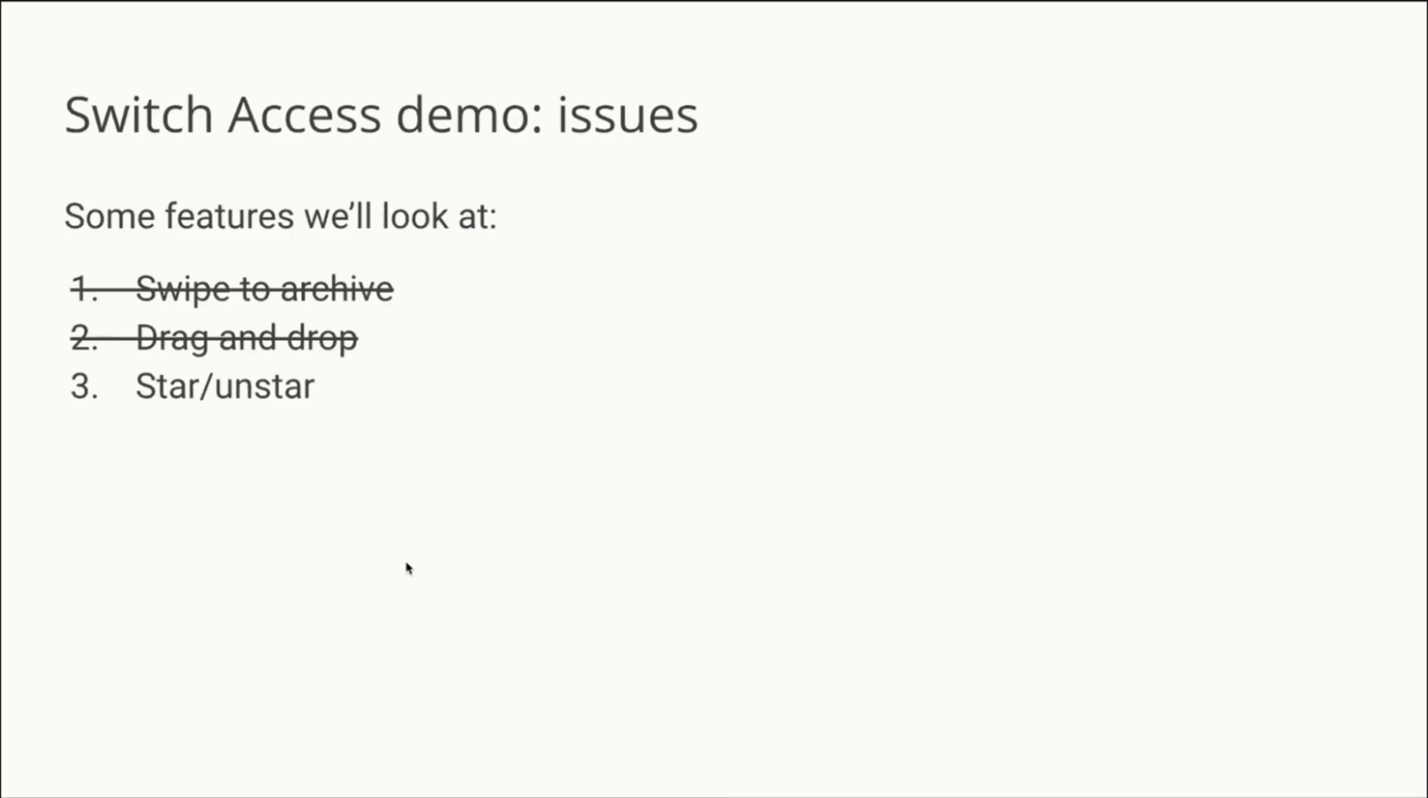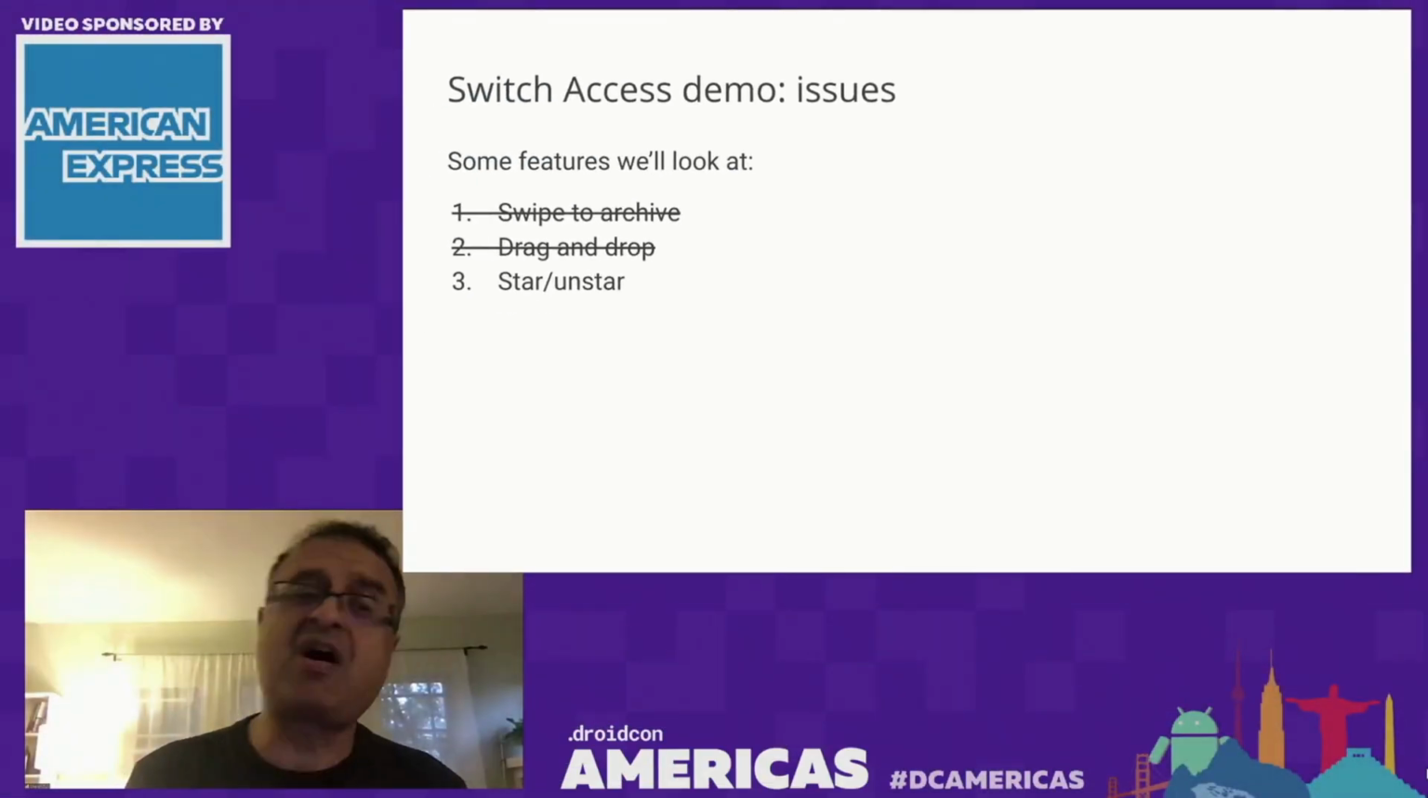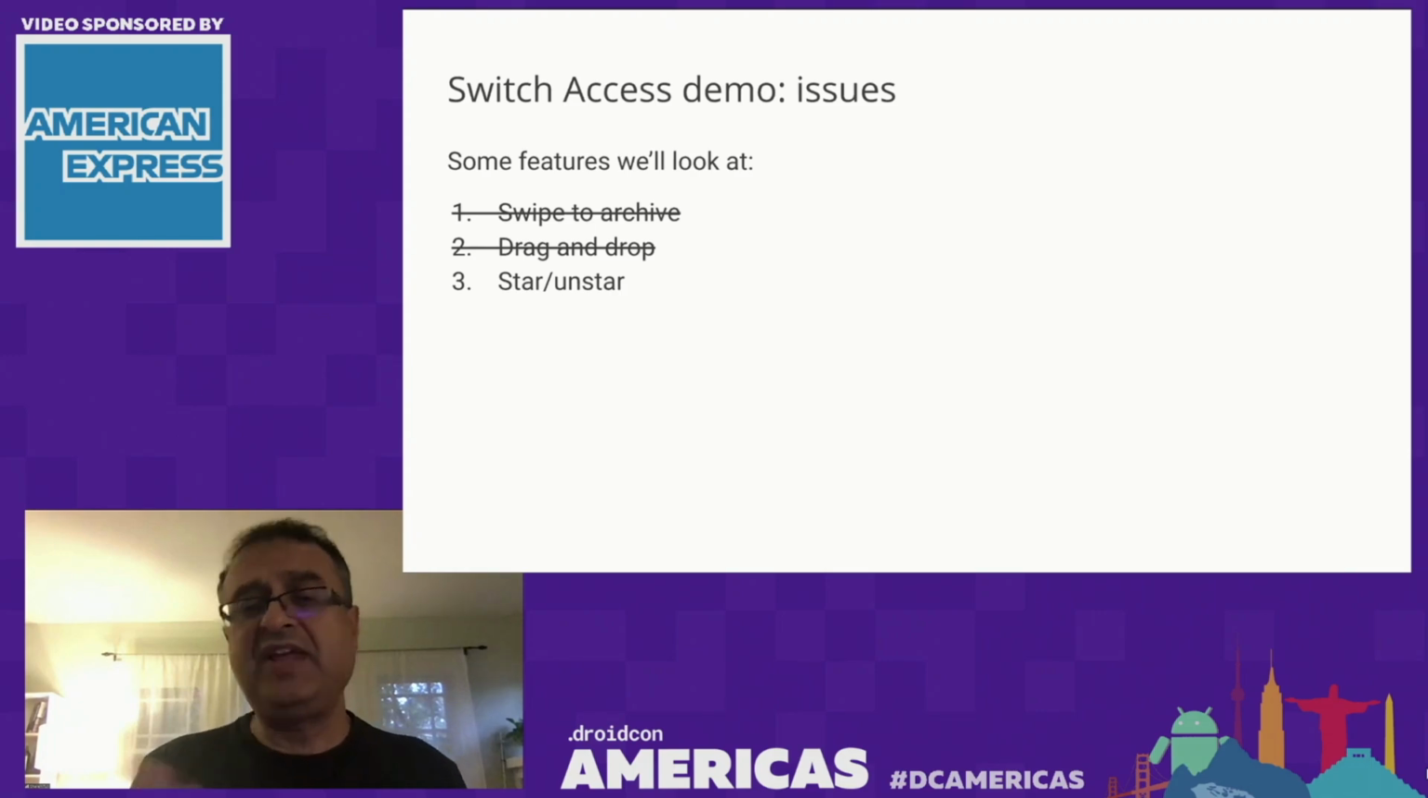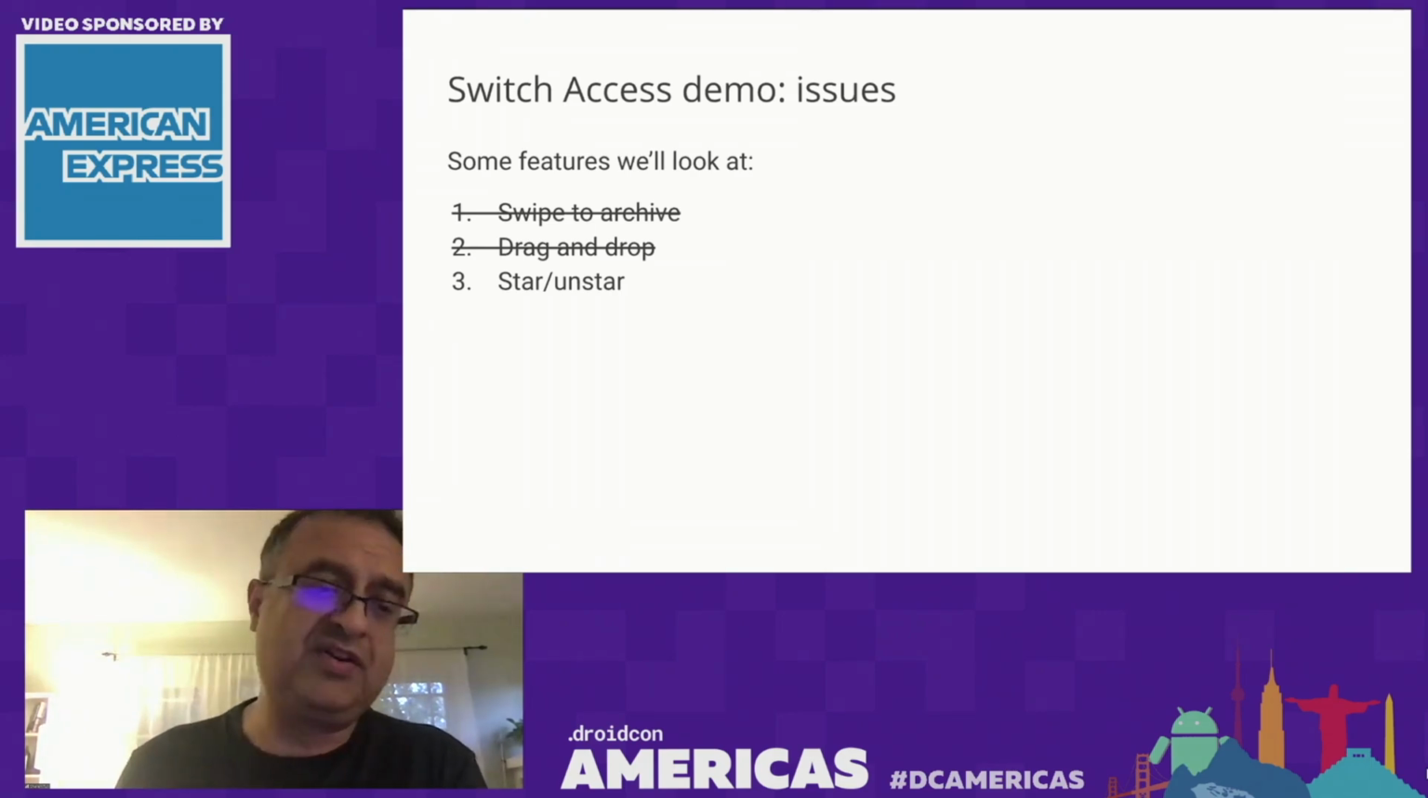So basically, this user can't swipe to archive. That option was not presented to them. They can't drag and drop. They can star and unstar, and they can actually navigate to the detailed screen of the task.